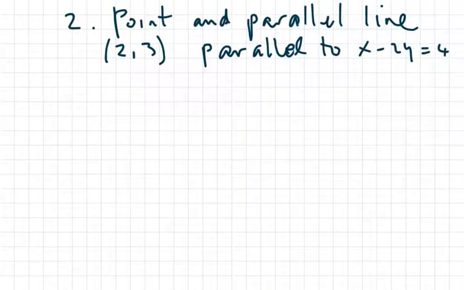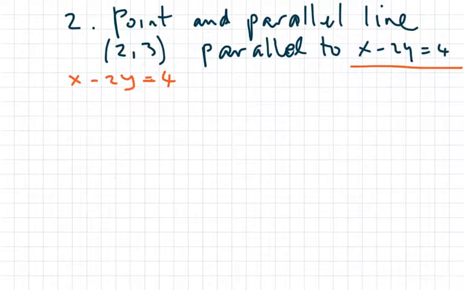The second scenario was trying to find the equation of a line when you're given a point and a parallel line. So we're given a point, for example, it'll say the line passes through the point 2, 3 and is parallel to the line x minus 2y is equal to 4. So we need a point and a slope. So we need to find the slope of this line here. Then we have the slope and we can do what we did in scenario 1. So let's get the slope of that.